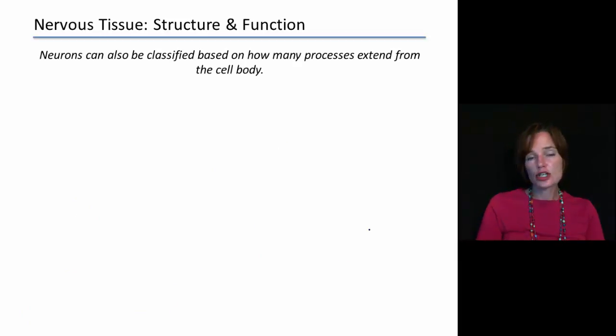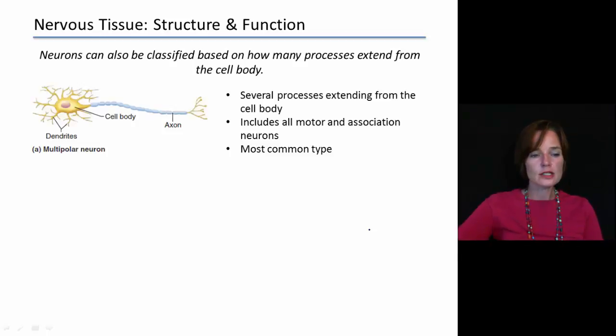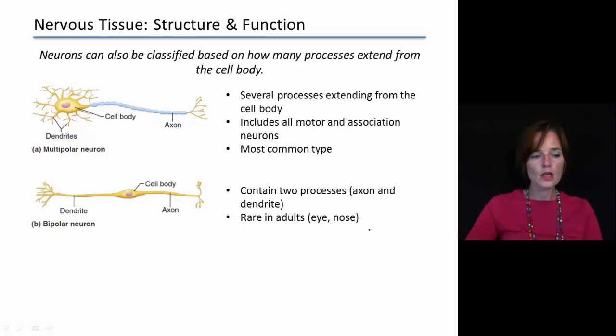Neurons, in addition to just being classified according to their function, can be classified based on how many processes they have extending from the cell body. If we look at different ones, we can have what are called multipolar neurons. The multipolar neurons have several processes that are extending from the cell body. This is going to include motor and also association neurons, and this is the most common type of neuron that we do have.